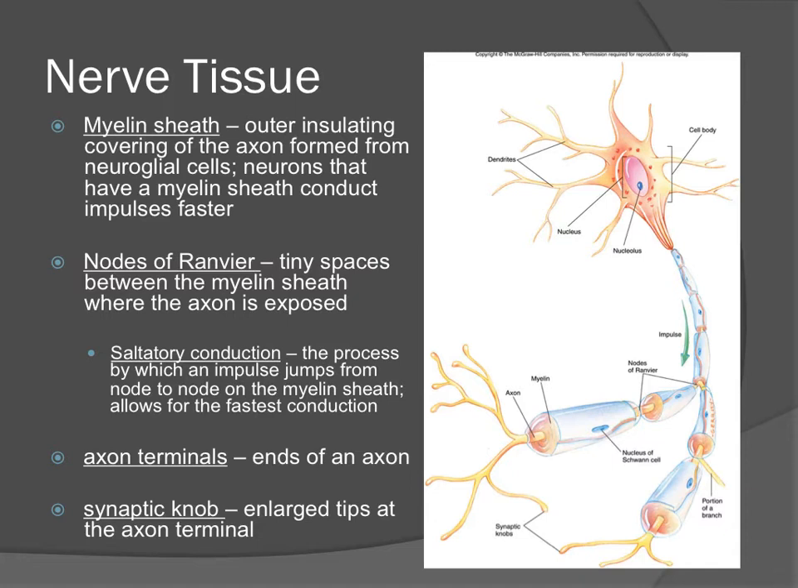Because we know someone with multiple sclerosis might have weaker days or less strong days where they can't do as many things because of that. Again, it all deals with the nervous impulses reaching your body. The axon terminals are simply the end of the axon, and a synaptic knob is the enlarged tips at the axon terminal.